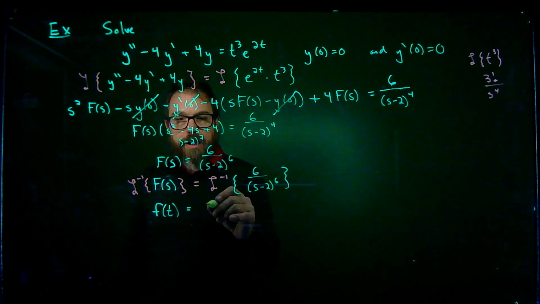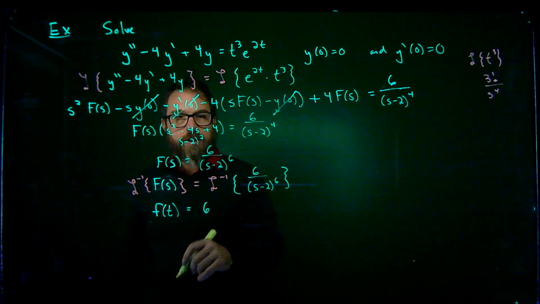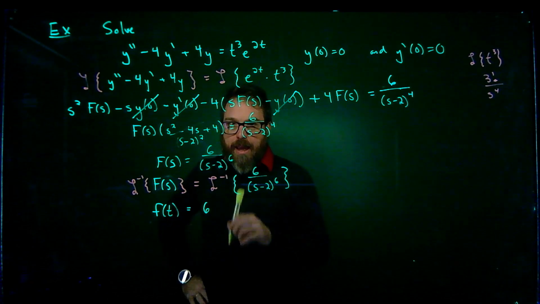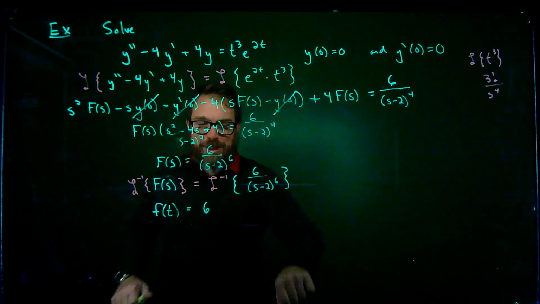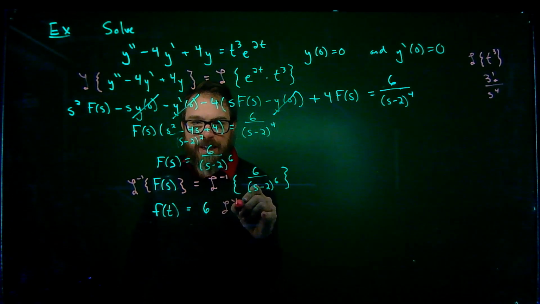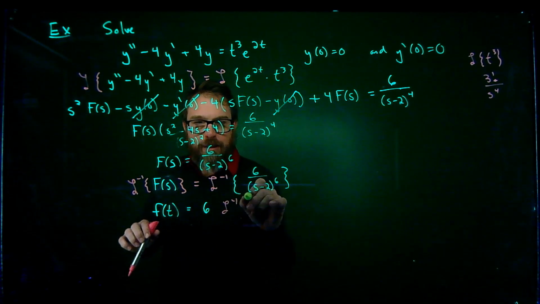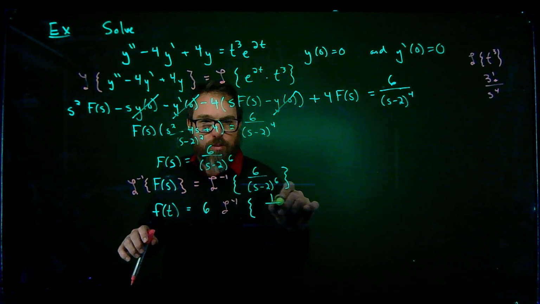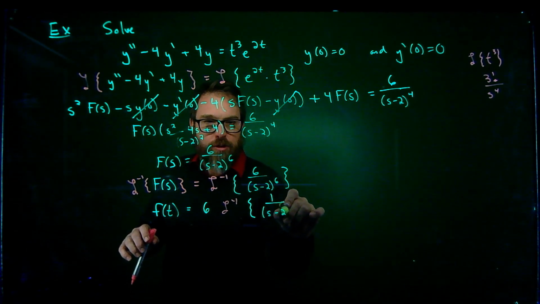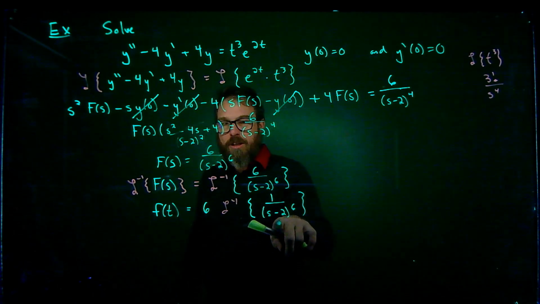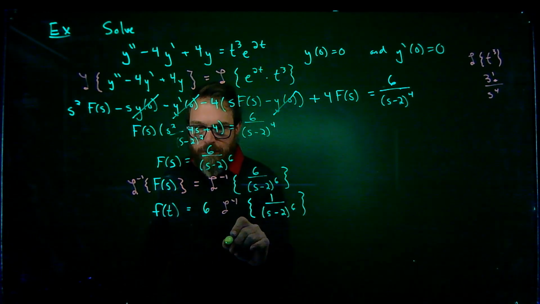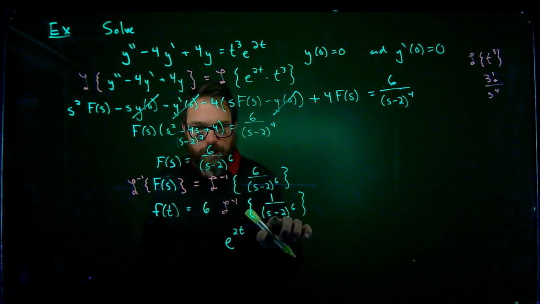But this side, we know we're going to have to factor out this 6. This is going to be the Laplace inverse of 1 all over s minus 2 to the 6th power. Now I know that that is nothing more than a shift. So this is going to give us that e to the 2t. That's what that shift does.